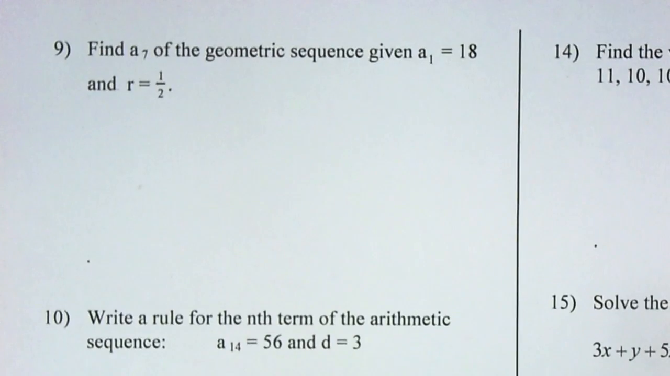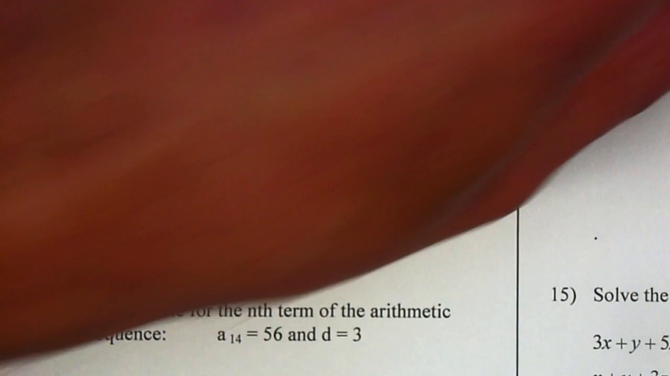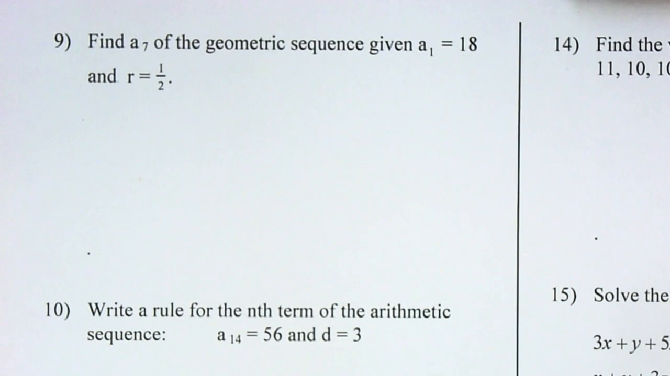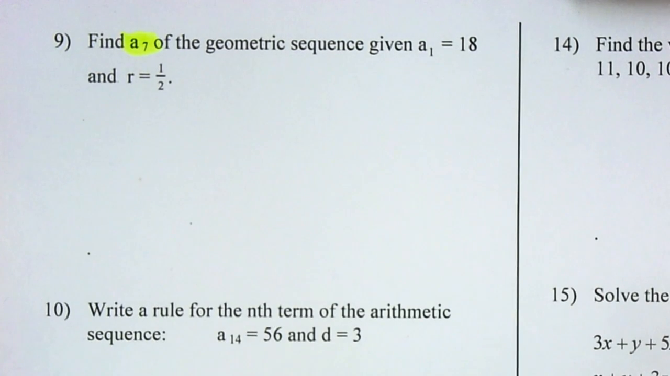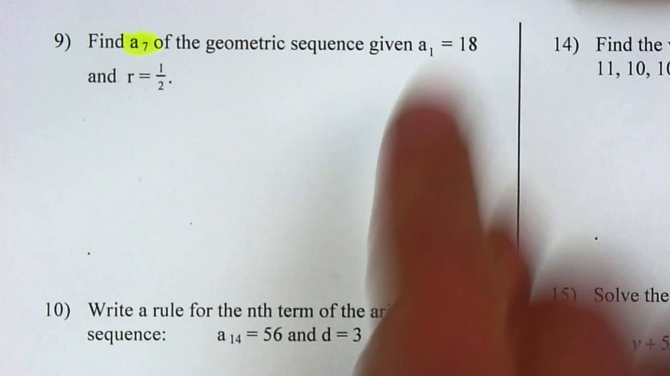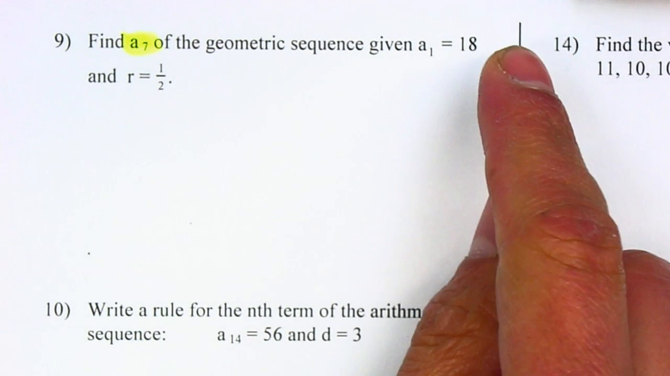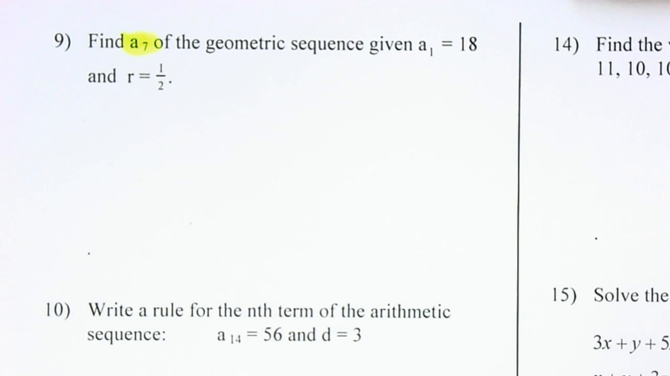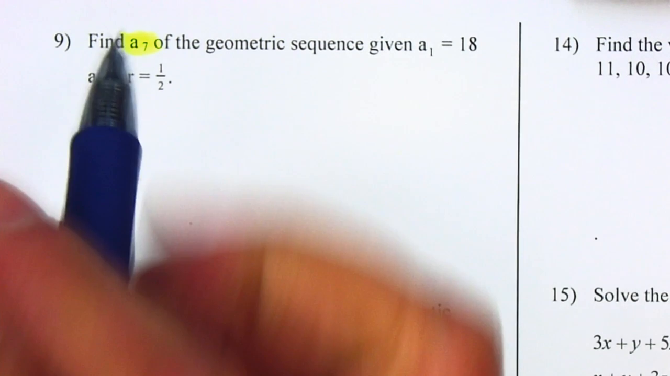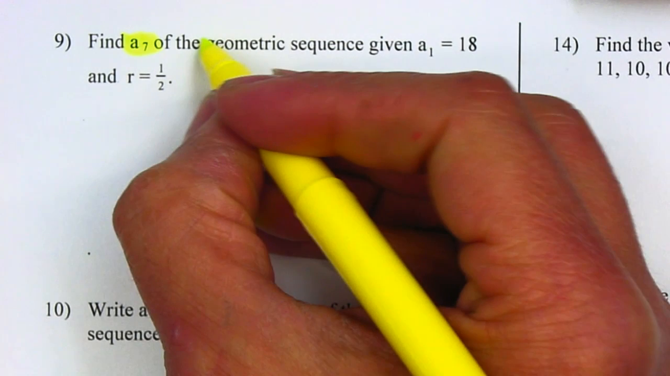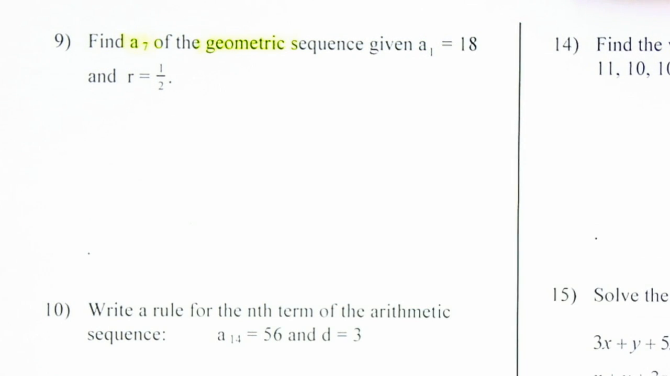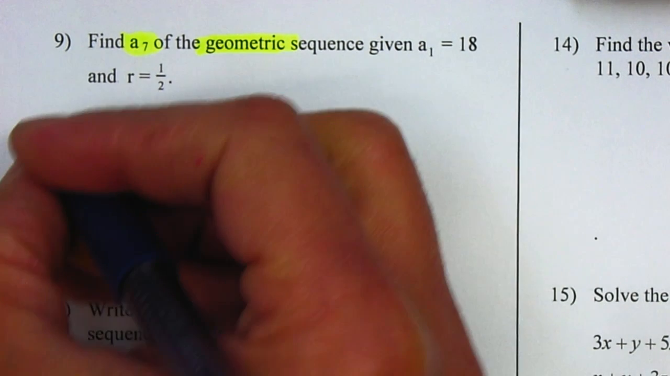On problem number 9, it says find a sub 7. They're looking for the 7th term. So we're looking for the 7th number. They tell you that a sub 1 is 18 and the ratio is 1/2. Now if you're looking for a sub 7 of a geometric sequence, I need to look for the equation so I can just plug in a 7 and find the number. So let's go and look for the equation.